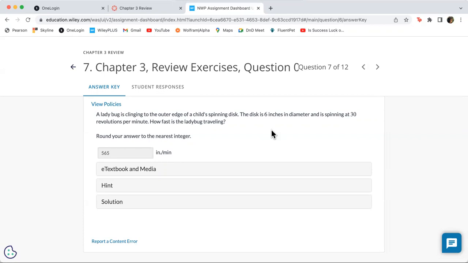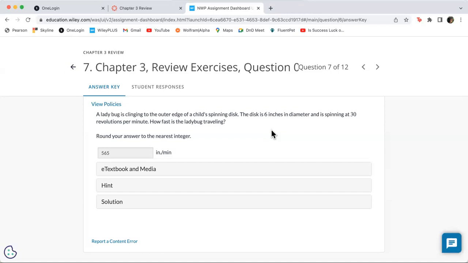Someone take this child's spinning. Why does this child have a spinning disc? Also, I don't even know. The disc is 6 inches in diameter, so it's smaller than a frisbee. Is it a CD? Did he put a 6-inch diameter wheel on top of a fidget spinner? It's going at 30 revolutions per minute.